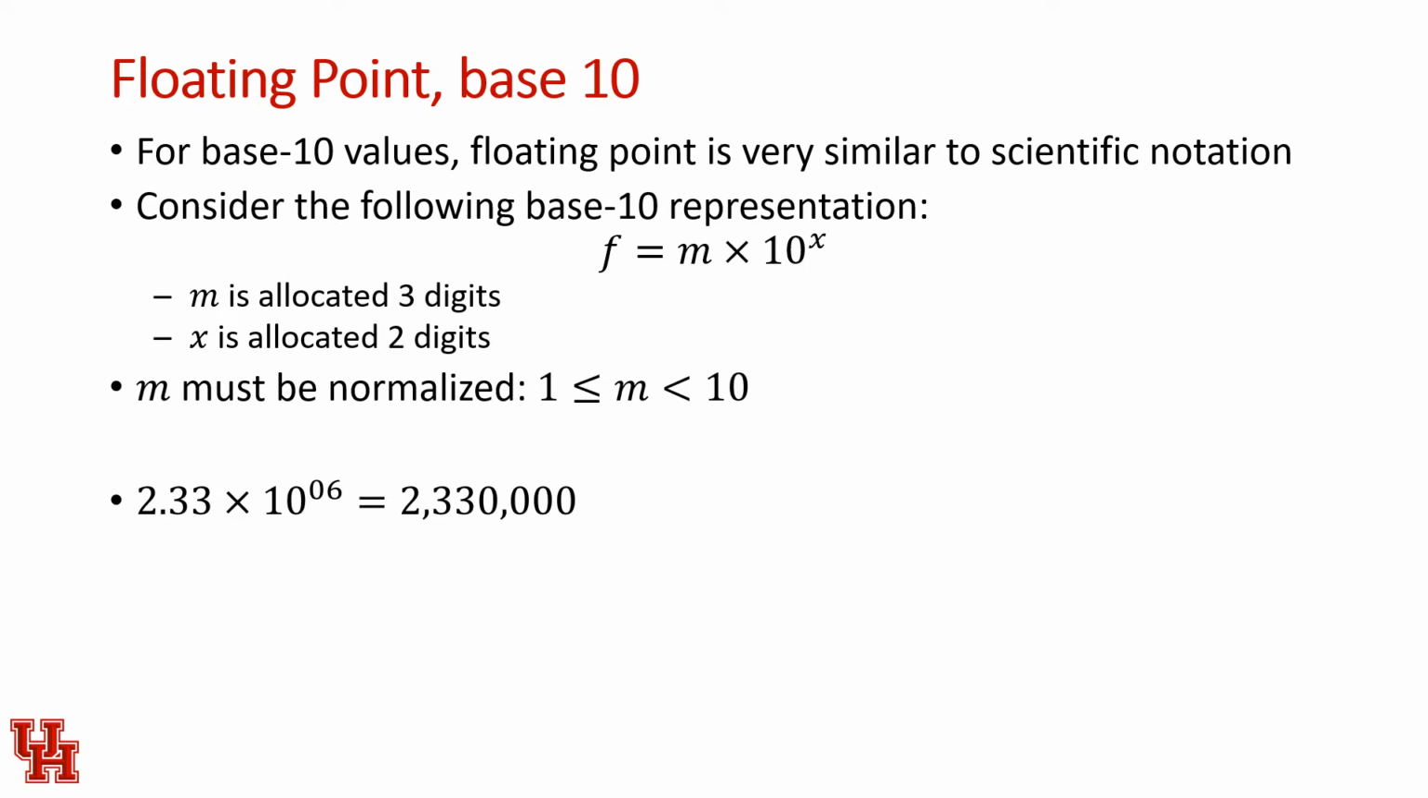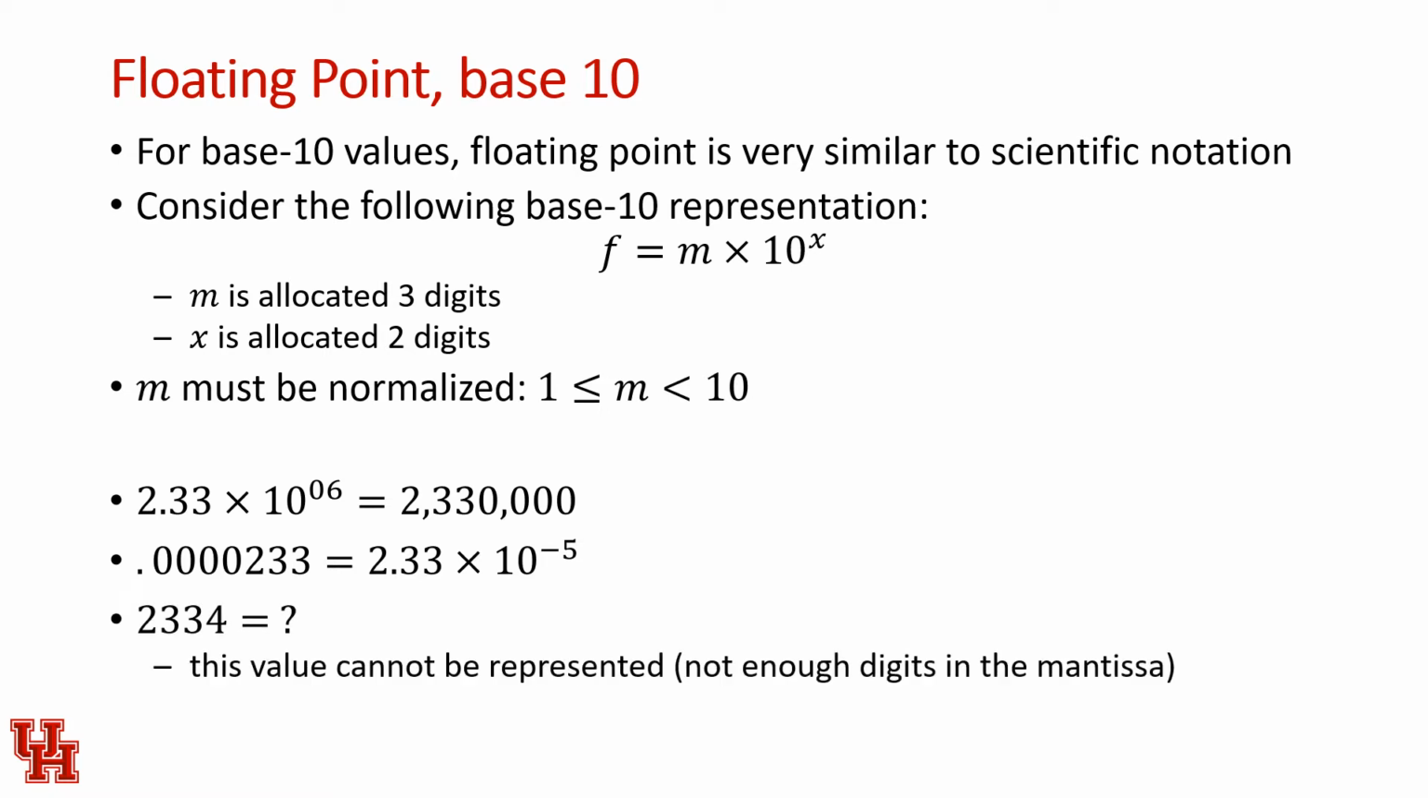This includes large numbers, such as 2,330,000, or small numbers like 233 hundred thousandths. However, if we wanted to represent a value well within the range of these two possible numbers, 2,334, this is impossible. The representation does not provide enough digits in the mantissa.